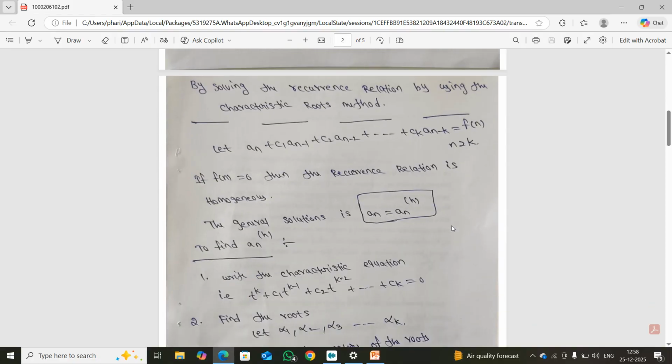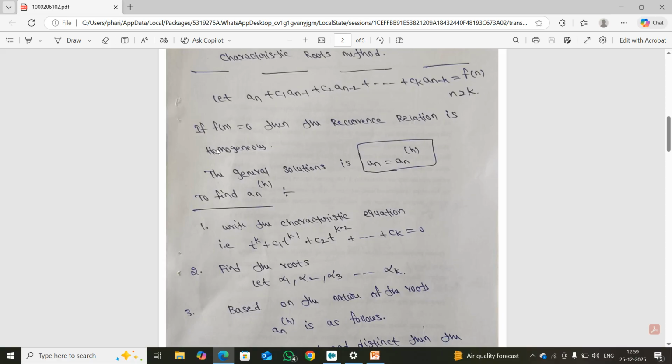We solve the recurrence relation by using the characteristic roots method. Now we will discuss the characteristic roots method. Let a n plus c1 a n minus 1 plus c2 a n minus 2, and so on, plus ck a n minus k equal to f of n, for n greater than or equal to k. The last subscript is n minus k. If f of n equal to 0, then the recurrence relation is said to be a homogeneous linear recurrence relation.